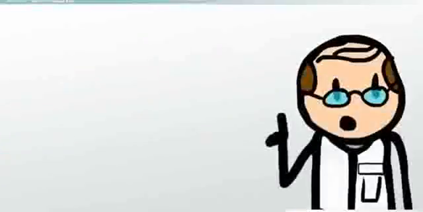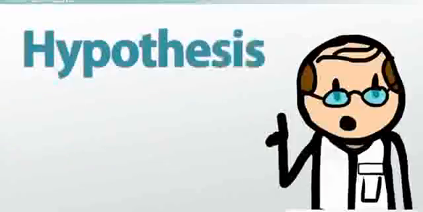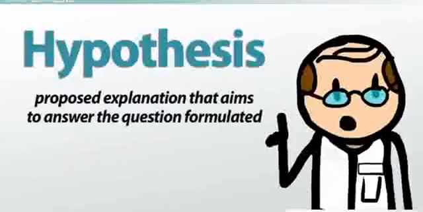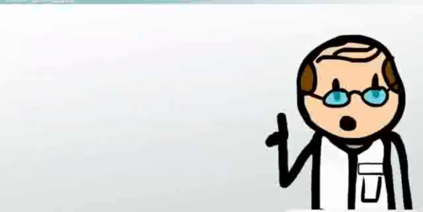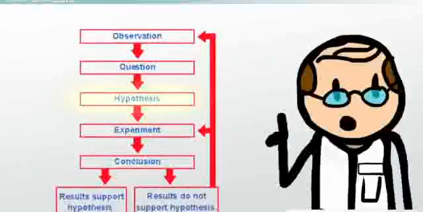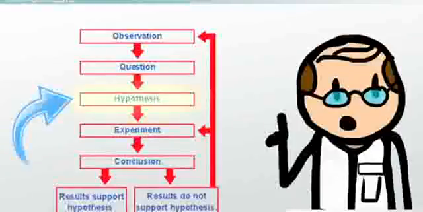After a question has been asked, the next step in the scientific method can occur. The third step is to formulate a hypothesis. A hypothesis is a proposed explanation that aims to answer the question formulated, and the hypothesis must be testable through experimentation. The development of a hypothesis is a very important step in the scientific method because it is what the remaining steps are based on, and it will be returned to after more steps are completed.